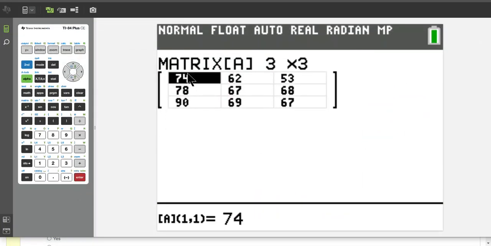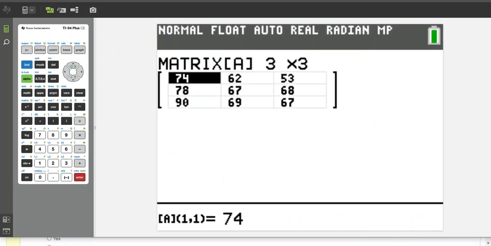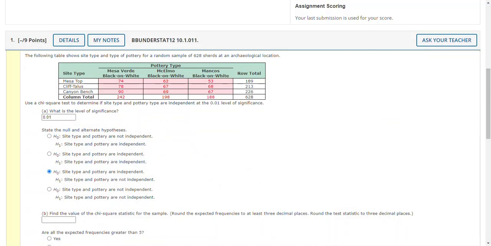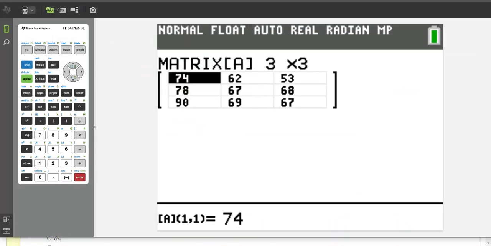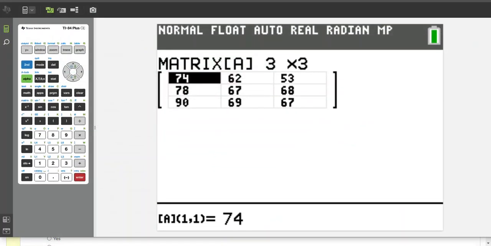So now I have the correct 3 by 3 matrix put in. Once I've done that, I quickly double check to make sure I have all my numbers right: 74, 62, 53, 78, 67, 68, and 90, 69, 67.